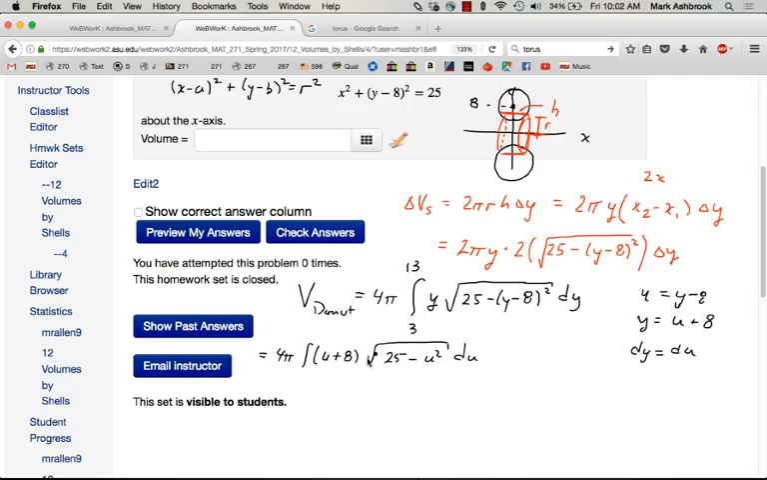So we got u plus 8. So the table won't have a squared minus u squared times u plus 8. So we need one more step here. What are we going to do next?